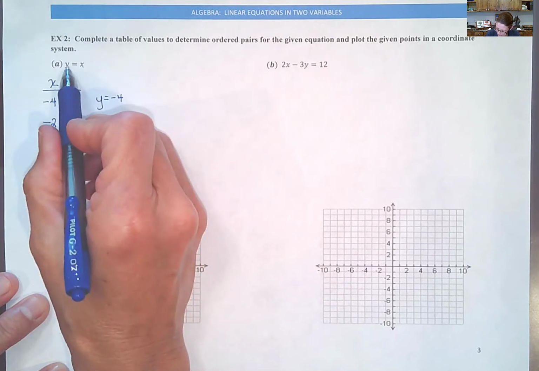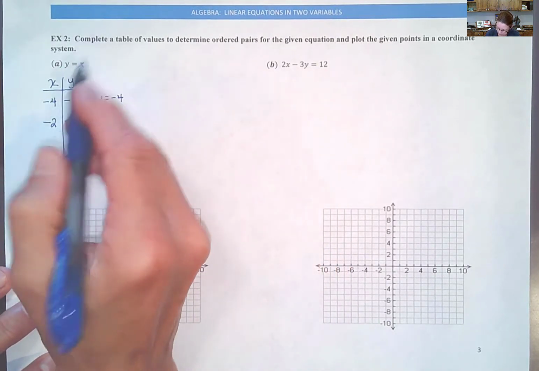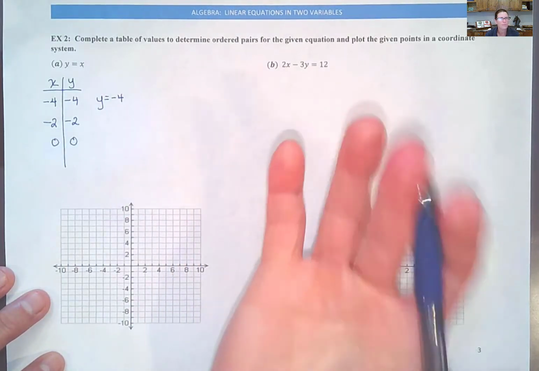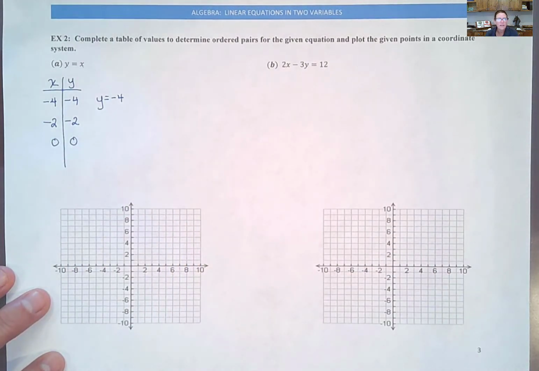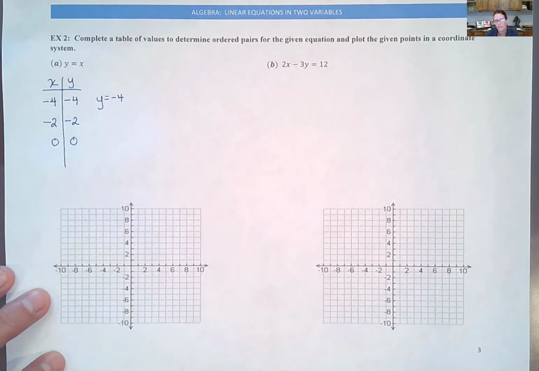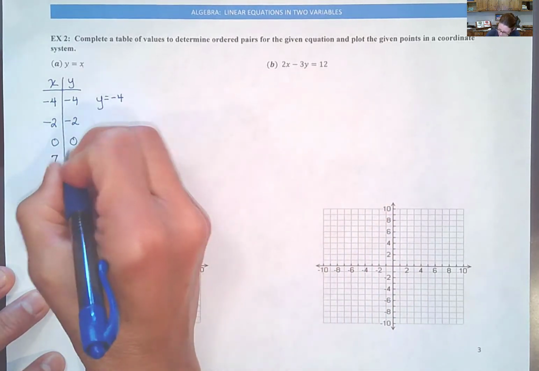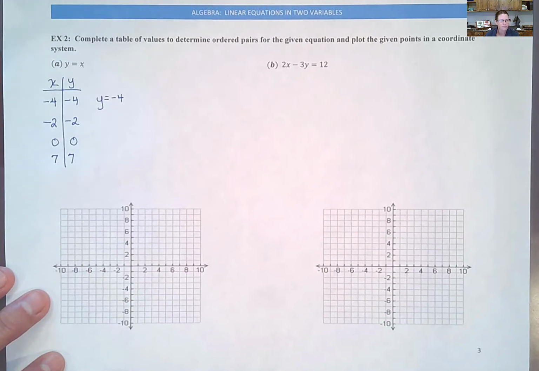You might think, well, I'm going to let y equal 0. y is equal to x, so x must also be 0. And we could generate infinitely many ordered pairs that satisfy this equation just by putting in our t-table x and y values that are equal. Oh, let's try one more. What the heck? If x is 7, y is 7.